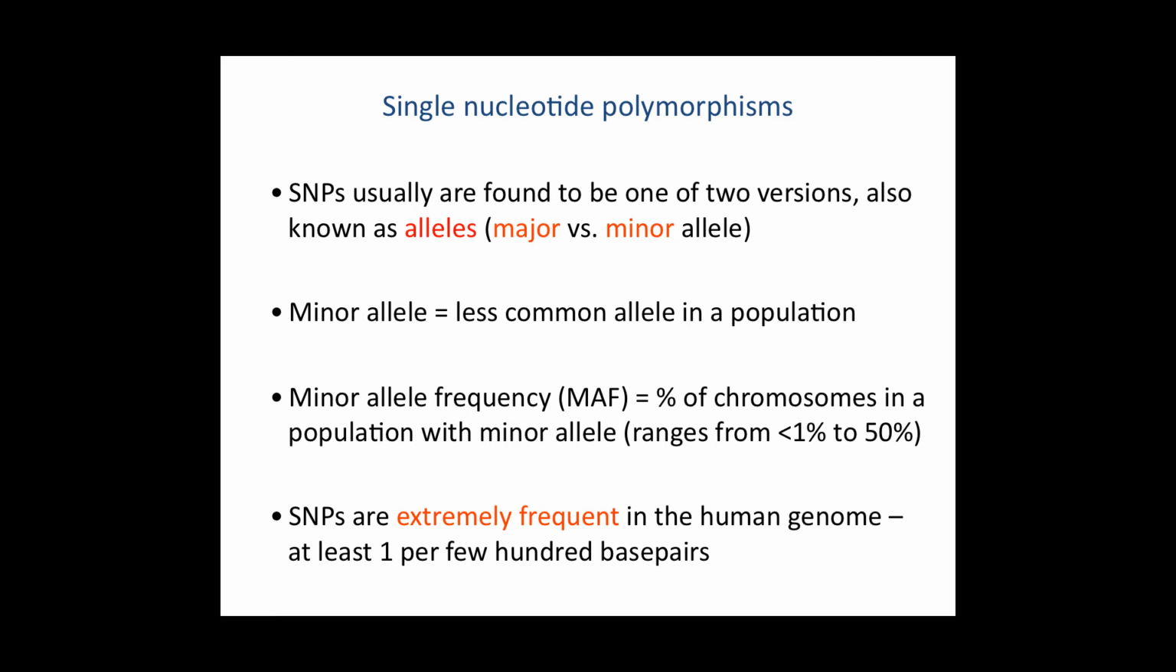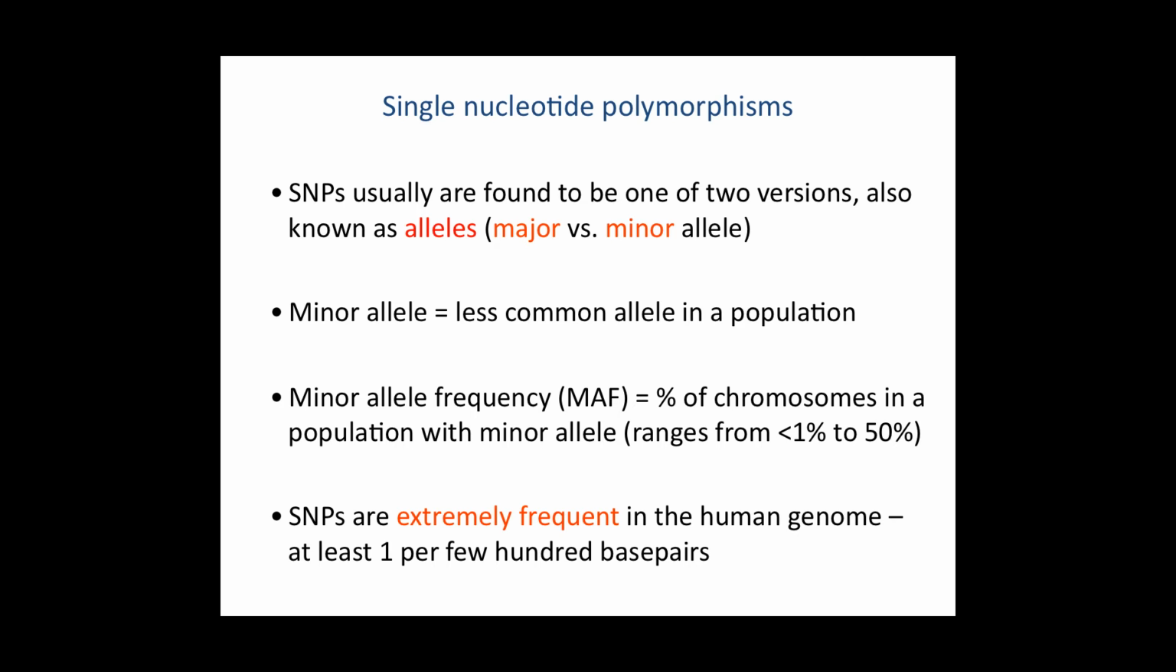Let's briefly discuss single nucleotide polymorphisms, or SNPs. SNPs usually, though not always, occur in 2 different versions, each being a different base pair. These versions are also known as alleles. Put another way, most SNPs are biallelic. There are 2 different possible alleles, each representing a different base pair. In a given population, one of the SNP alleles will occur more commonly than the other allele. The first SNP allele is called the major allele, and the other allele is the minor allele. Thus, the minor allele is the less common allele in a population.